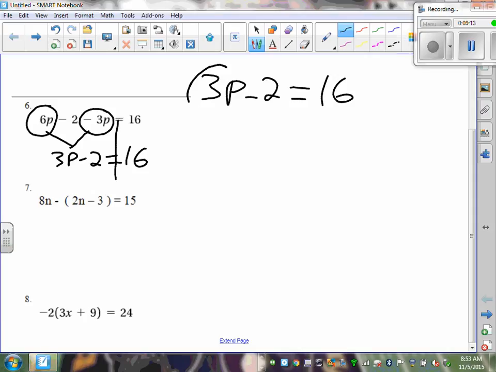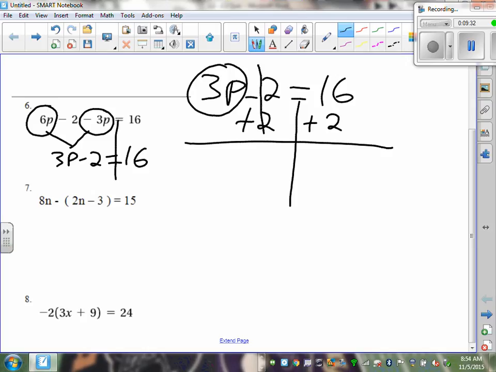Next step, circle, draw the wall. What's next to the circle? Minus 2, which means I have 2. Anyone? And what do you do to both sides? That's it. Add 2 to both sides. That cancels. 3p equals 18.